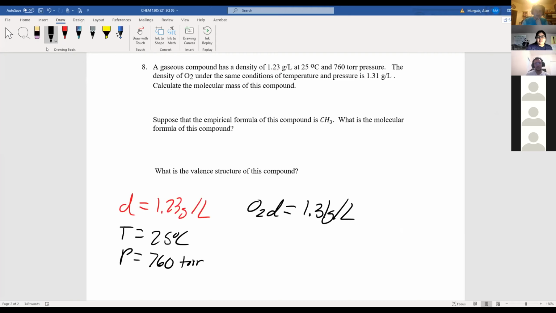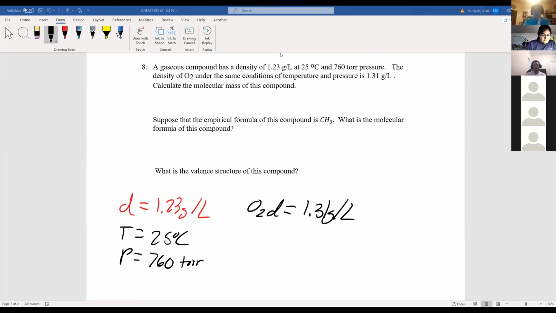Okay. Well, what seems to be the problem? No, just like it keeps slipping my mind. So we have the density of oxygen under these conditions, but we're trying to find the molar mass of the unknown compound. Okay. So do we have a volume? Or are we able to find the volume?